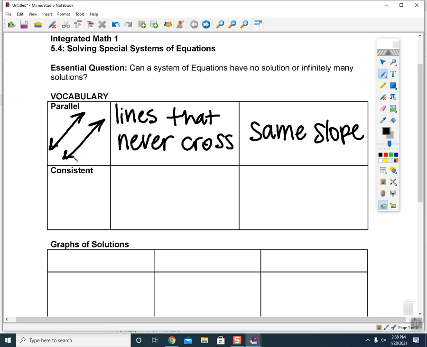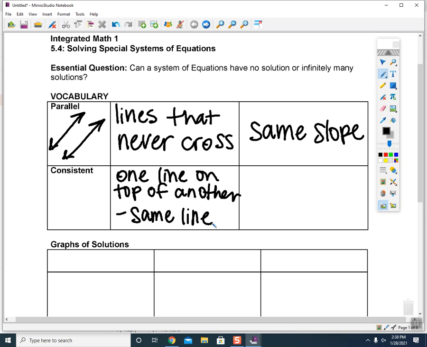The new vocab term then is consistent. I can have what's called a consistent system of equations. So a consistent system of equations is essentially when I have one line on top of another, or essentially what I'm just saying here is that it's the same line. So what that means over here is that I would have the same slope like I do with parallel lines, but I would also have the same y-intercept.